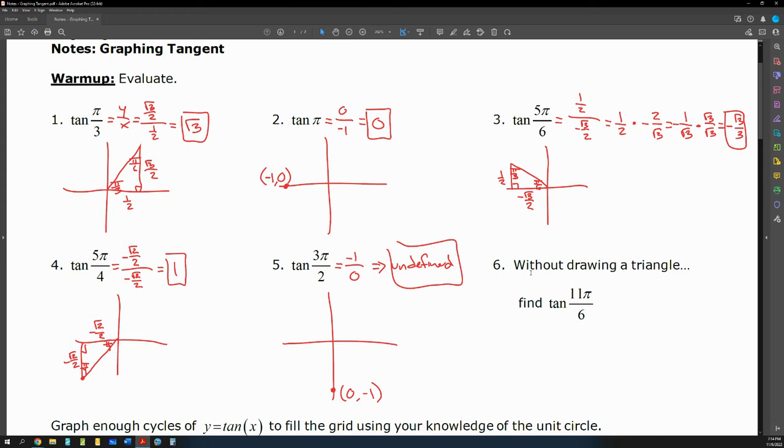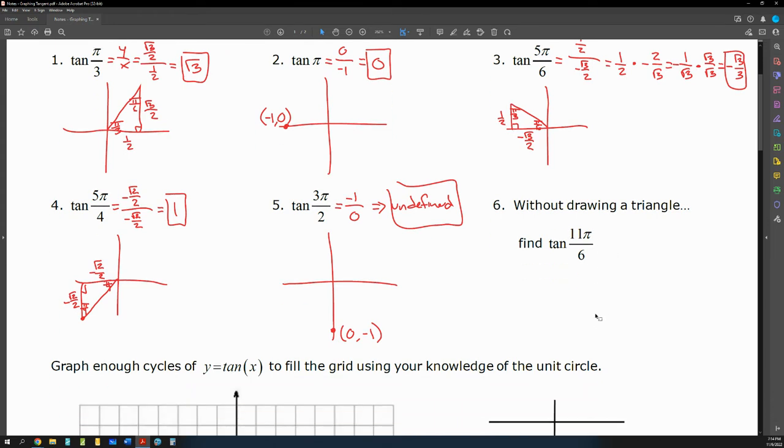And number 6, we're going to do this without drawing a triangle. Find the tangent of 11 pi sixths. Well, I know that the reference angle here is pi sixths, though in fact this is very similar to number 3, where we also had a reference angle of pi sixths. But instead of quadrant 2, we're looking at quadrant 4. So if this is in quadrant 4, we have the same answer, -root 3 over 3.